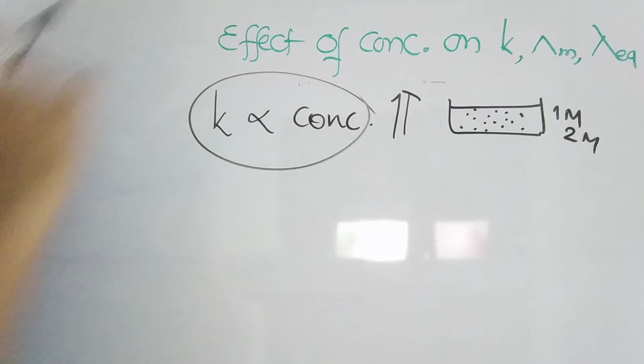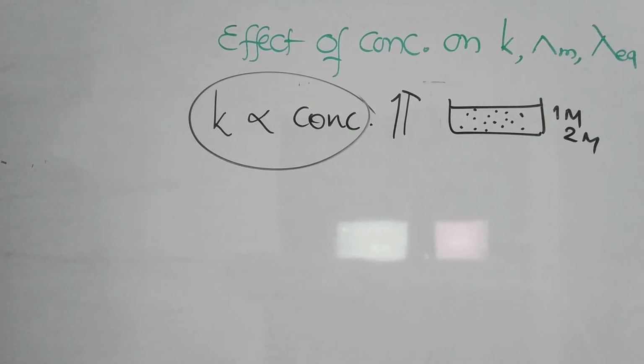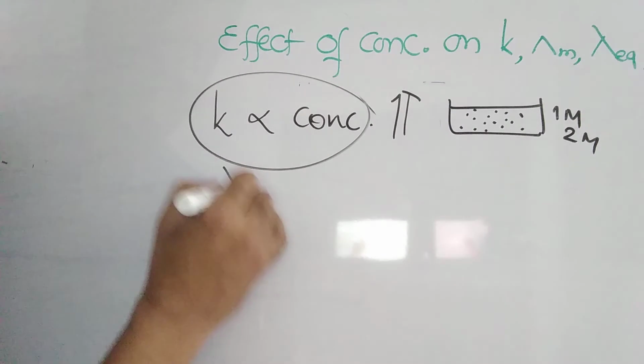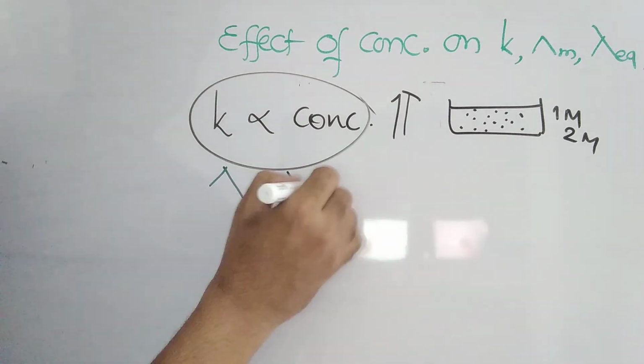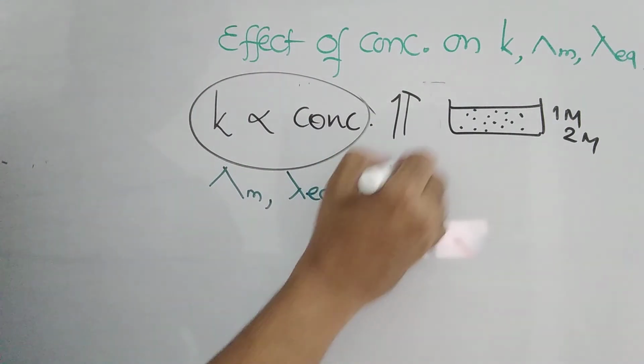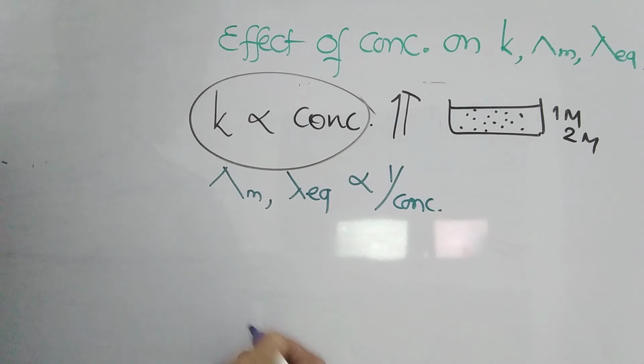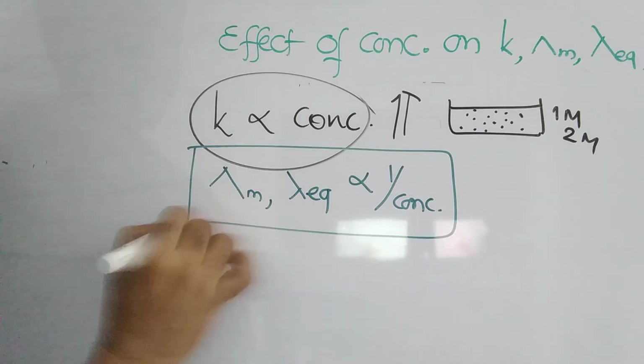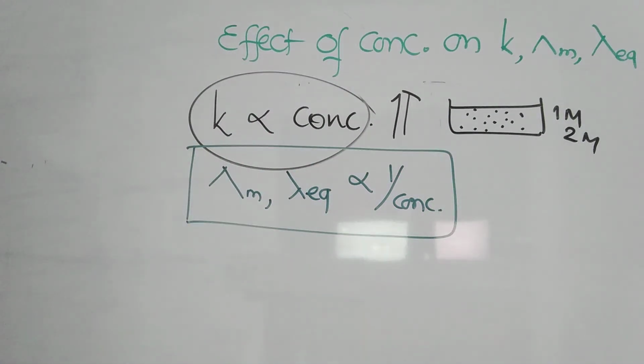When you are increasing, obviously the number of particles in the particular area increases. That's why the conductance, specific conductance also increases. K directly proportional to concentration. When concentration increases, K also increases. You can say as concentration increases, number of ions per unit volume increases. That's why K value increases. But interestingly and surprisingly, remaining 2, lambda m and lambda eq, both are inversely proportional to concentration. That means if you are increasing the concentration here, lambda m and lambda eq both will be decreasing.